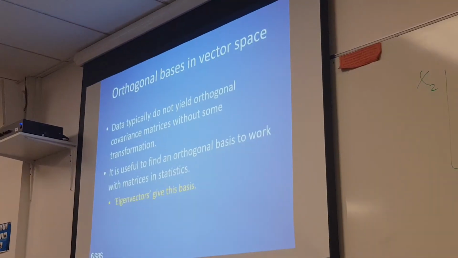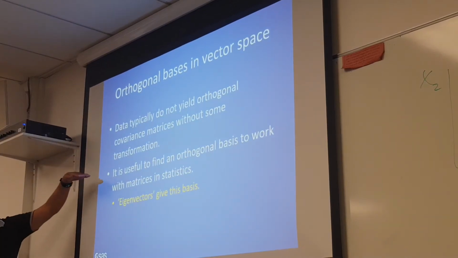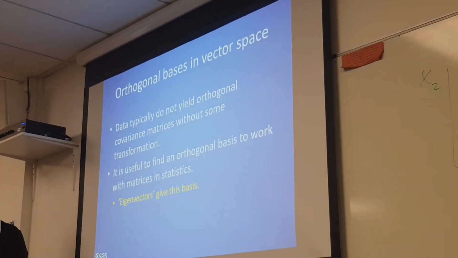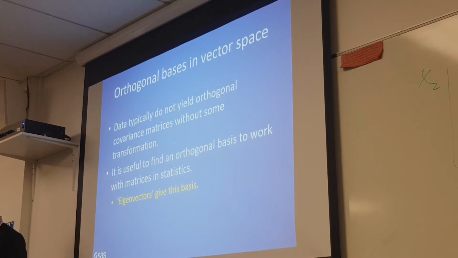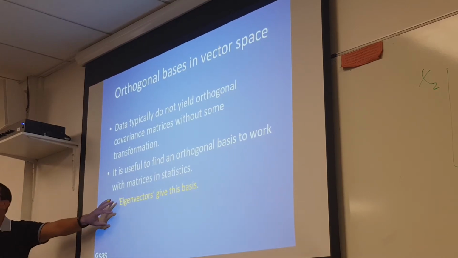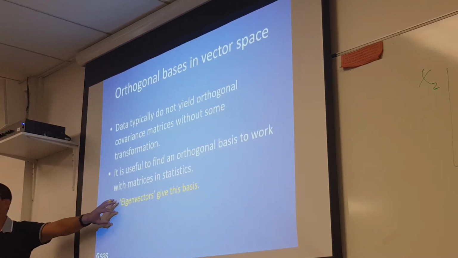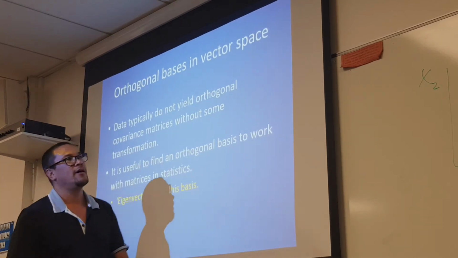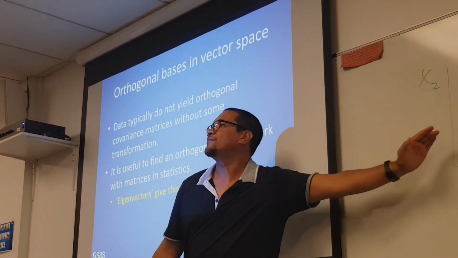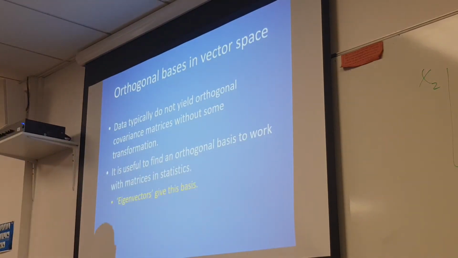What we're going to do is try and find an orthogonal basis to work with, an orthogonal set of axes, a set of axes that are all lying at right angles to one another. And we're going to use an eigenvalue decomposition to give this. So the eigenvectors that we're going to derive are going to be these axes that go through our data cloud.